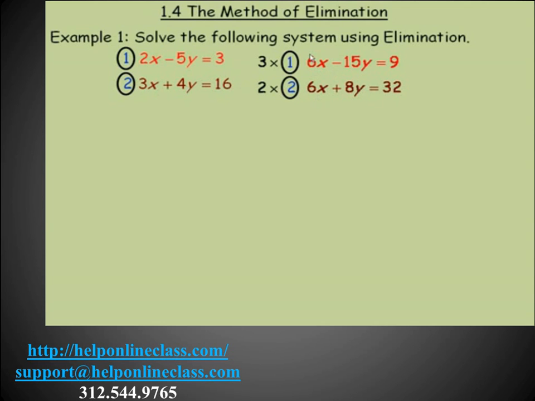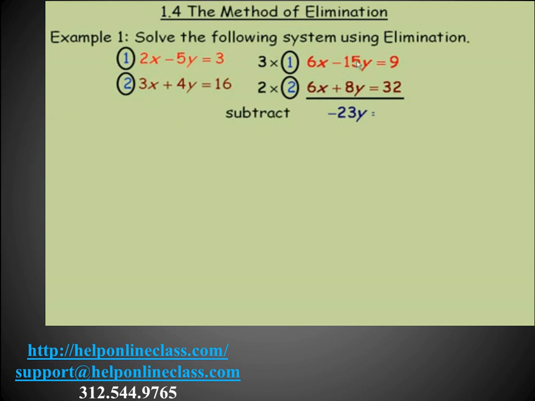Now notice now, these two equations both start with 6x. And so if we were to subtract them, 6x minus 6x is 0, nothing. That's how we eliminate the x's. So we're going to subtract here.